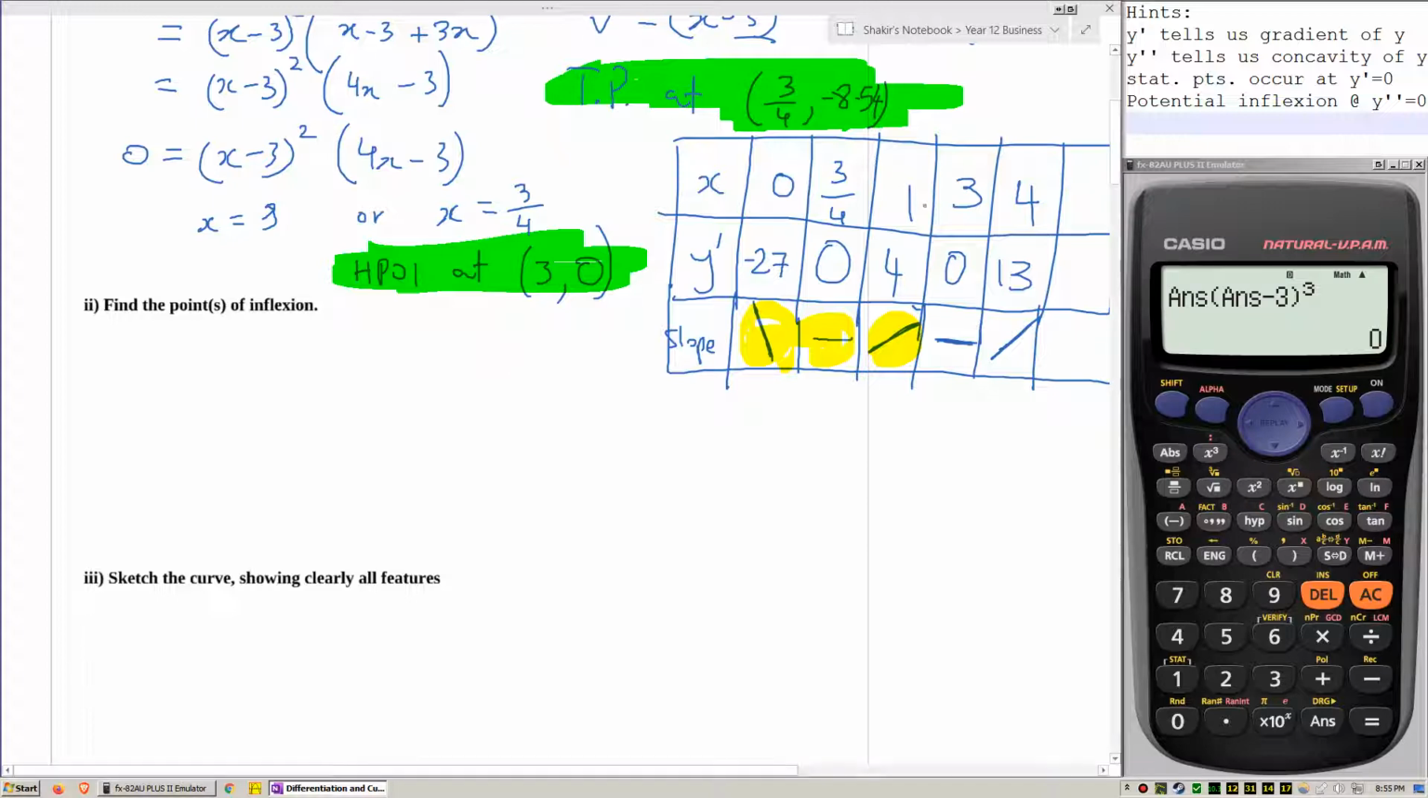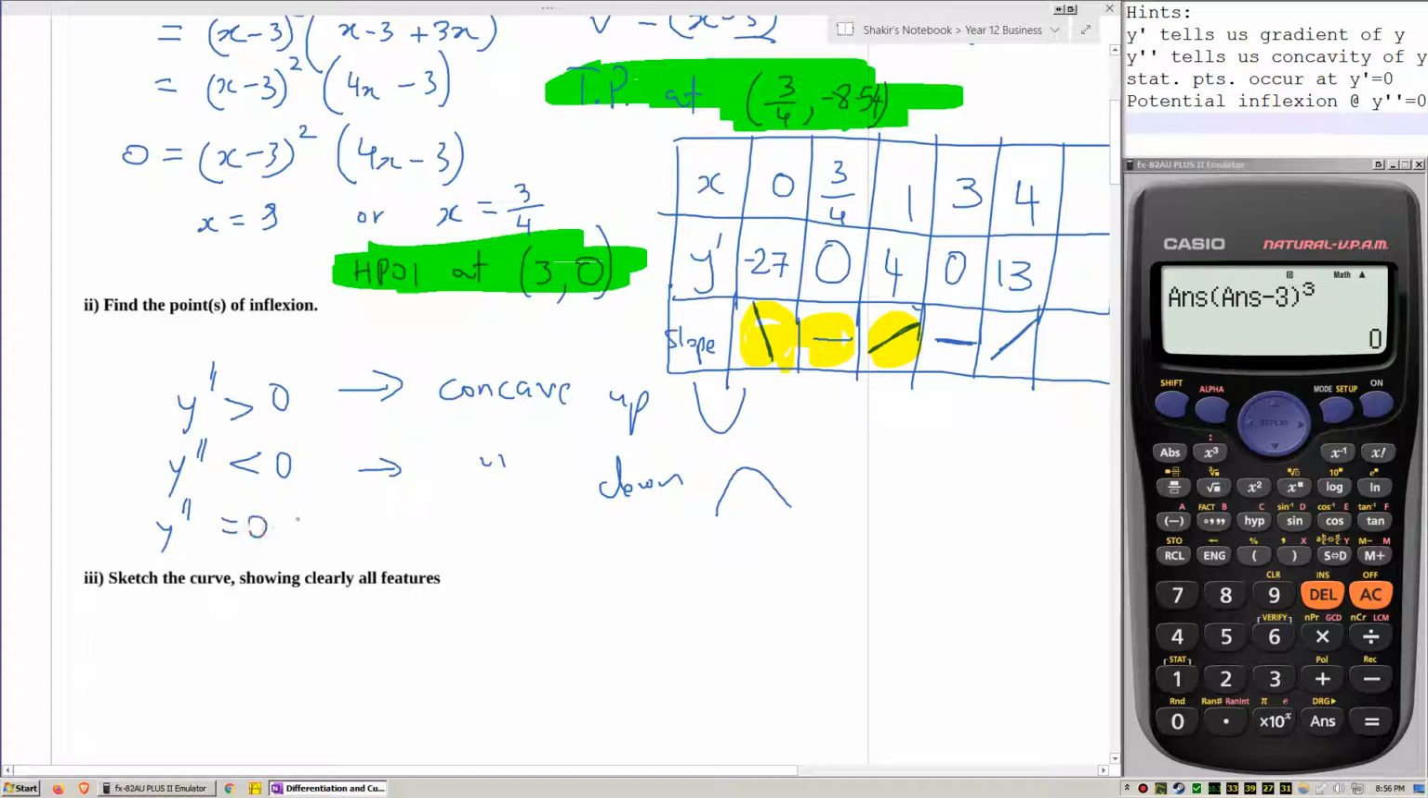Now, y double dash tells us the concavity. So y double dash tells us concavity. Now, if y double dash is more than 0, in other words, if y double dash is positive for a certain value of x, then for that value of x, the curve is going to be concave up. y double dash more than 0, concave up. So it's going to look something like that. And if y double dash is less than 0, concave down. So sad face. Okay, and if y double dash is equal to 0, no conclusion. It's indeterminate. Like, we have to do more work.